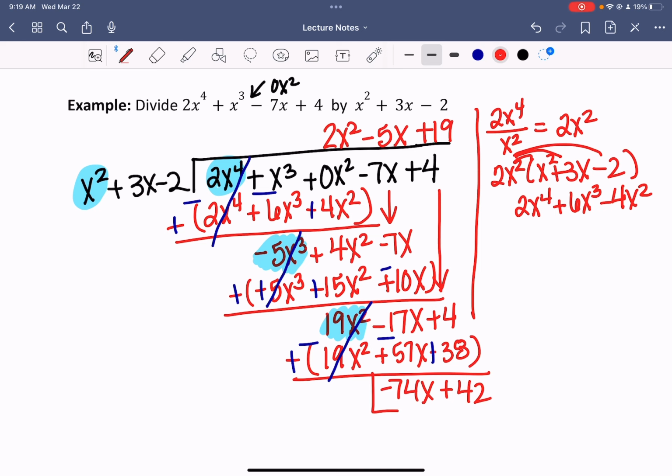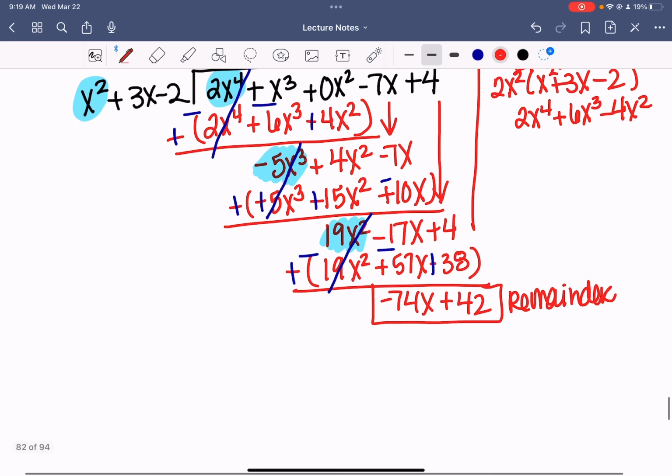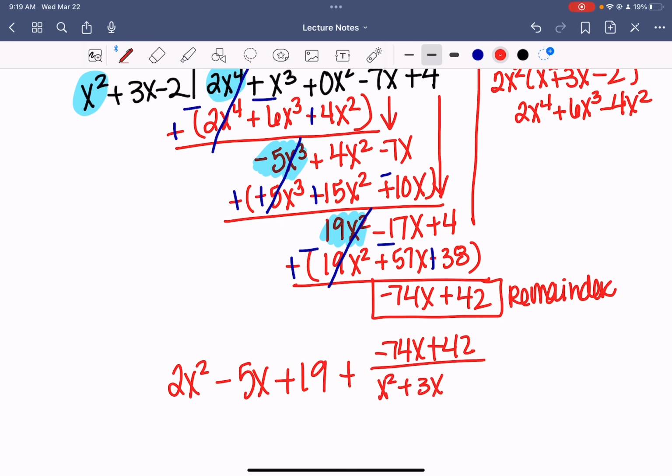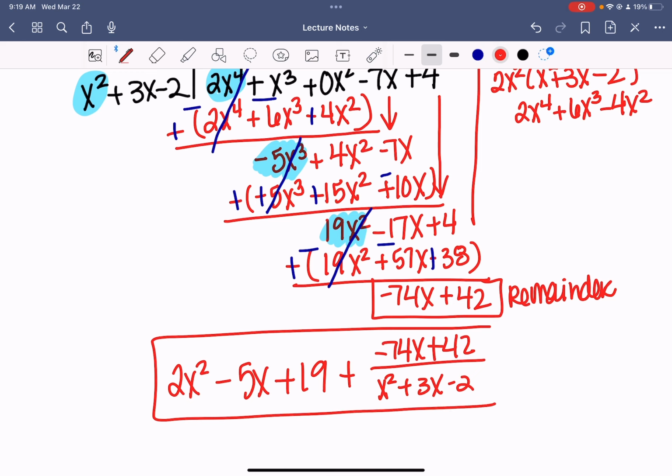If you're not changing all those signs as you go, after your first step, everything else is going to domino out of control. So my result would be 2x squared minus 5x plus 19 plus negative 74x plus 42 all over x squared plus 3x minus 2. You have to be very detail oriented.